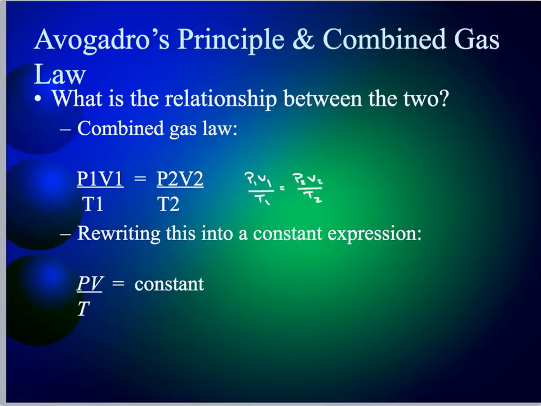So what's the relationship between Avogadro's Principle and the combined gas law? Well, the combined gas law that we have talked about is P1V1 over T1 equals P2V2 over T2. If we rewrite this, these are constants, right? P1V1 over T1 is equal to some constant, and P2V2 over T2 would be equal to the same constant. So if we rewrite that as PV over T, it doesn't matter which one, initial or final, because they're going to be the same thing, and just say that equals some constant, let's see where that leads us.